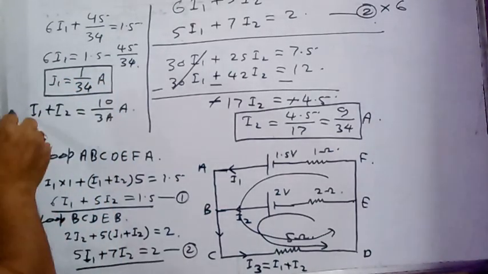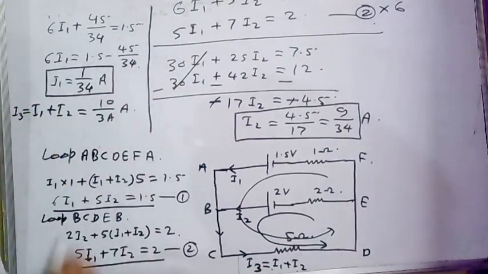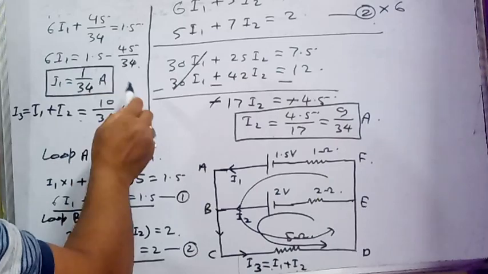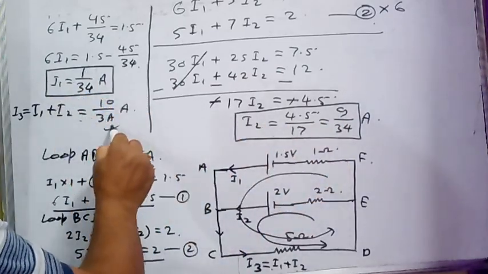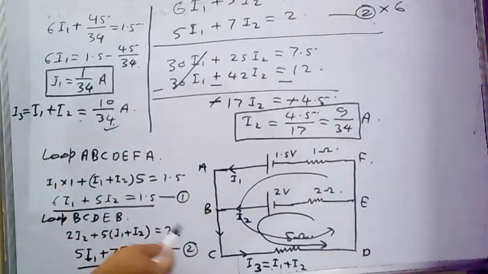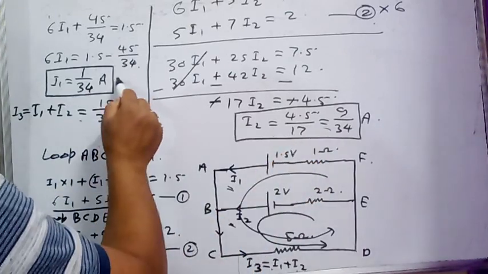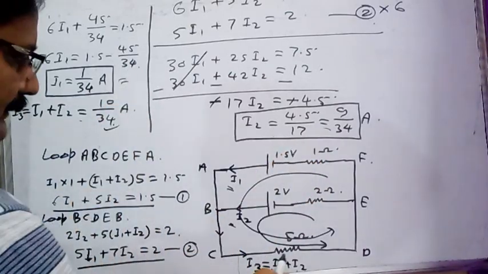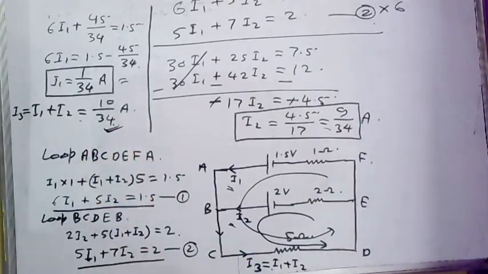So what is the value of current I3? I3 is equal to the sum of current I1 and I2. So the sum is going to be 9 by 34 plus 1 by 34, that is 10 by 34 ampere. So these are the three currents. I1 current is 9 by 34, I2 current is 1 by 34, and I3 current is 10 by 34 ampere.